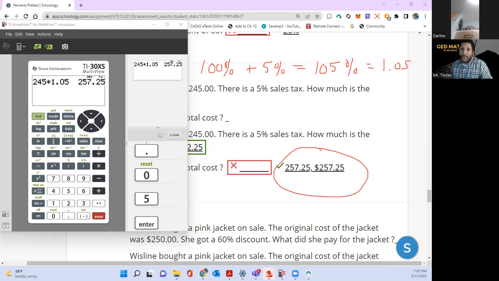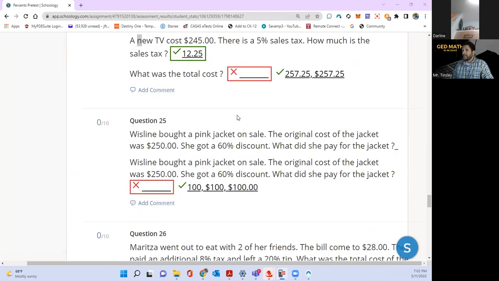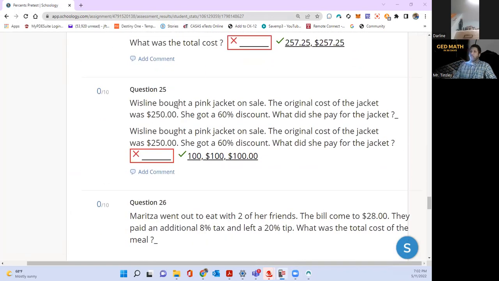Now, the same holds true for a discount. Let's look at this number 25. Someone bought a pink jacket on sale. The original cost of the jacket was $250. That's what we know. She got a 60% discount. What did she pay for the jacket? So if the jacket was 100% and she got a 60% discount, what percent do I have to pay?